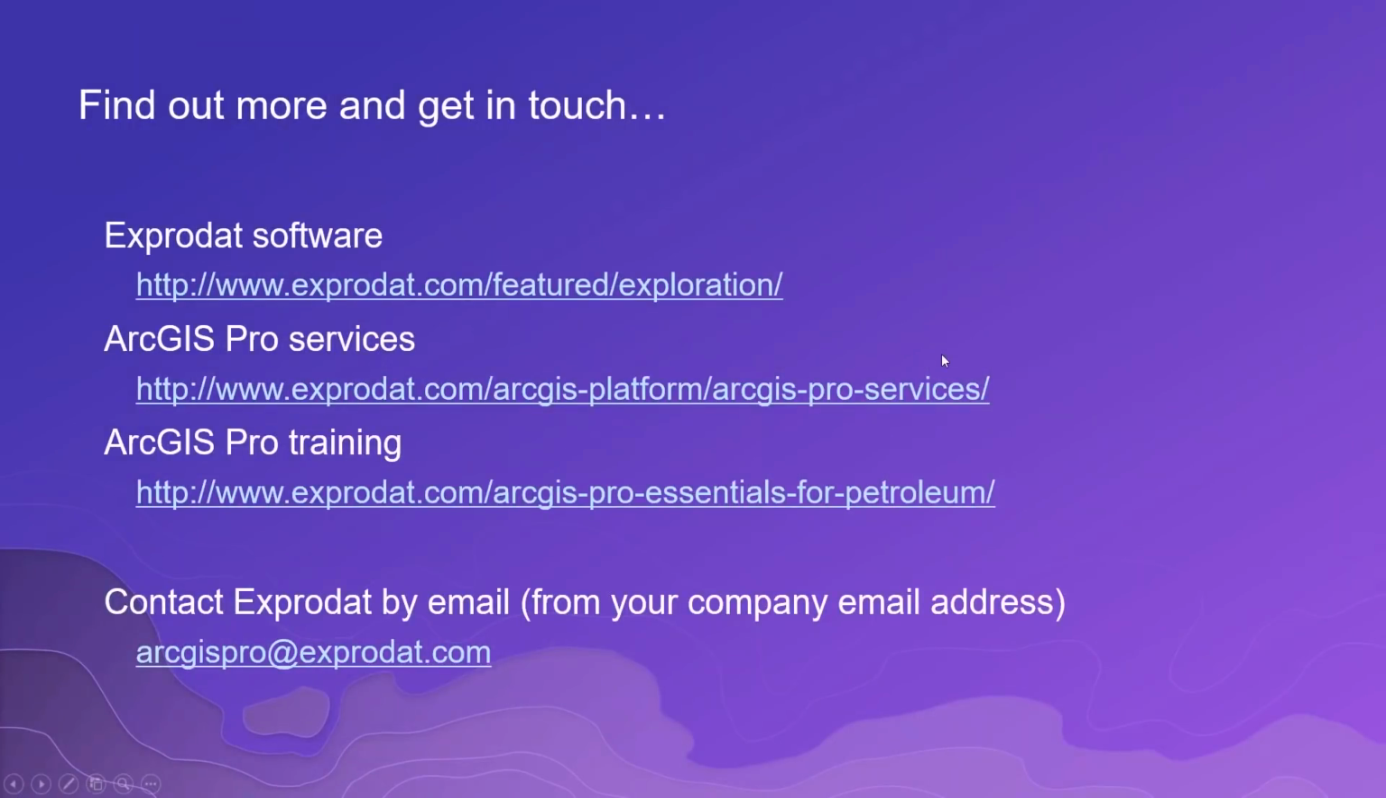So if you'd like to find out more about the Exprodat extension that I've shown you today, the URL is up there on the screen. We've been working with Pro since the beta of version 1.0, so we have a number of services designed to help our customers migrate from ArcMap over to ArcGIS Pro. We also have a training course specifically focused on how to use ArcGIS Pro within the petroleum industry. If you'd like to contact Exprodat to find out more, please use the email at the foot of the slide, arcgispro@exprodat.com. And with that, I'll hand back to Adam.